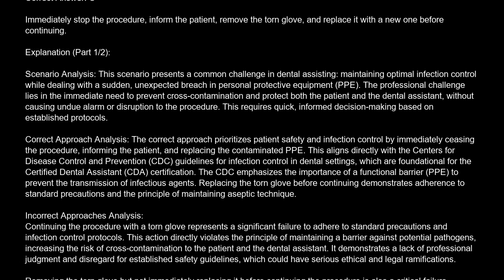cross-contamination to the patient and the dental assistant. It demonstrates a lack of professional judgment and disregard for established safety guidelines, which could have serious ethical and legal ramifications. Removing the torn glove, but not immediately replacing it before continuing the procedure, is also a critical failure.